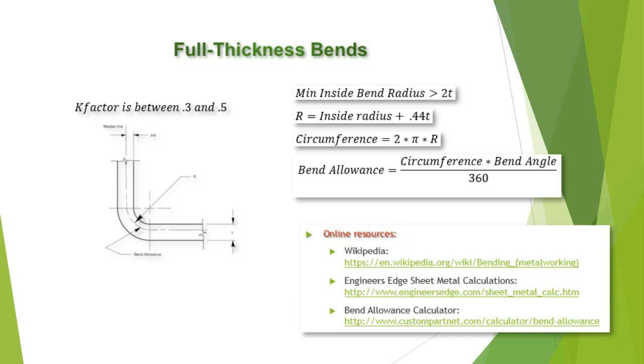So the radius you're going to use to calculate the circumference is the inside radius plus the K factor, which is 0.44 times the thickness, as I mentioned. The circumference is simply 2 times pi times the radius of a circle. You're basically dividing that by 4 to calculate a 90-degree bend angle, or the ratio of your actual bend angle to 360 degrees will get you the bend allowance for any bend angle.